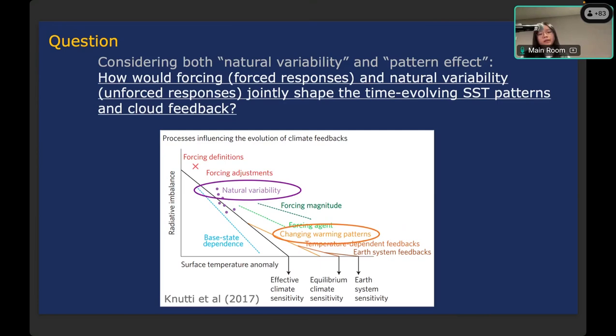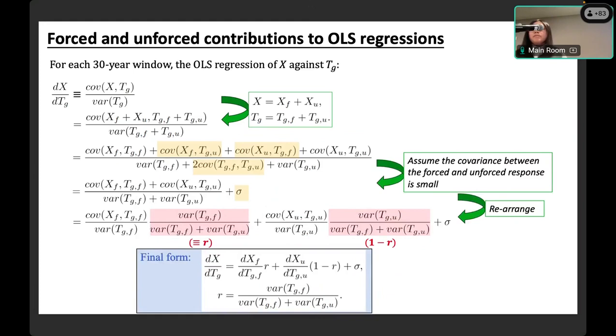This is the framework that we laid out to separate the forced and unforced parts of the SST pattern. For each N-year time period, it could be 30 years or 40 years, we use ordinary least squares (OLS) regression, which is commonly used to estimate radiative feedback or SST pattern. The OLS regression of a variable X against global warming temperature is defined as the covariance between the two over the variance of the denominator.